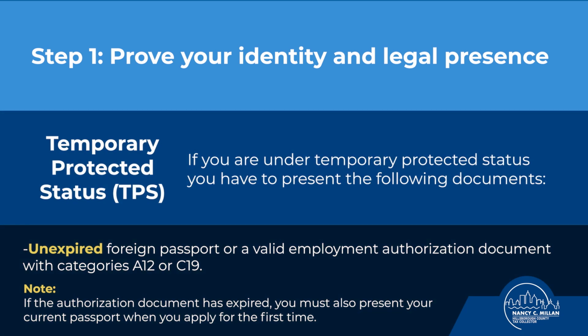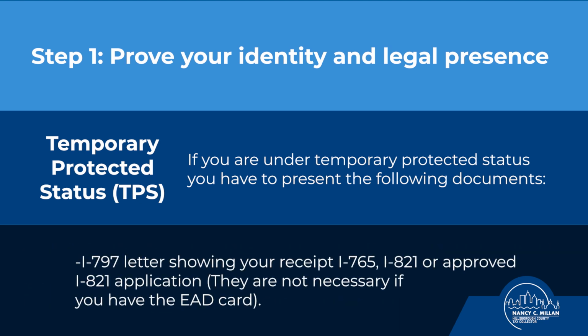Temporary Protected Status, or TPS. If you are under Temporary Protected Status, you have to present the following documents: an unexpired foreign passport or a valid employment authorization document with categories A12 or C19. Note: if the authorization has expired, you must also present your current passport when you apply for the first time. And I-797 letter showing your receipt I-765, I-821, or your approved I-821 application. They are not necessary if you have the EAD card.